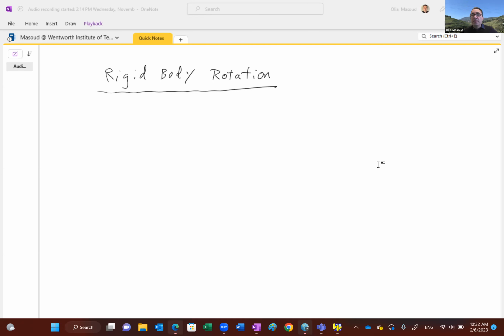And I'm here with a very simple problem or concept of how we can figure out velocity or acceleration of a point on a rigid body, which is in pure rotation.